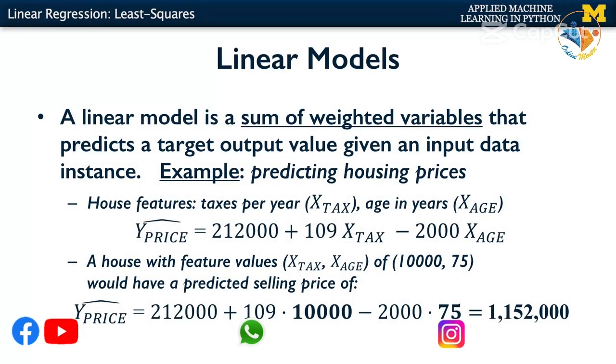One of the simplest kinds of supervised models are linear models. A linear model expresses the target output value in terms of a sum of weighted input variables. For example, our goal may be to predict the market value of a house, its expected sales price in the next month, for example. Suppose we're given two input variables, how much tax the property is assessed each year by the local government, and the age of the house in years.